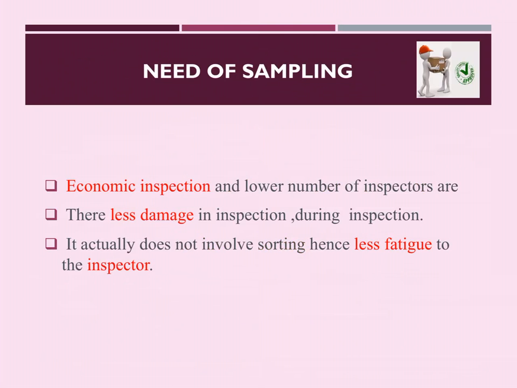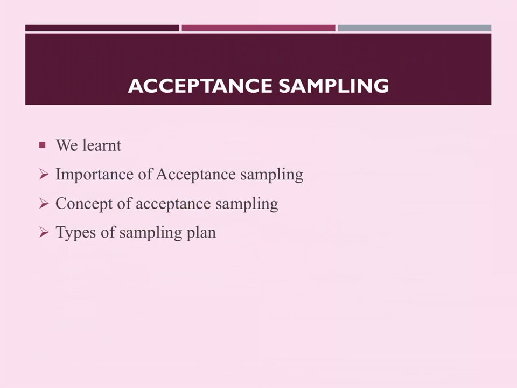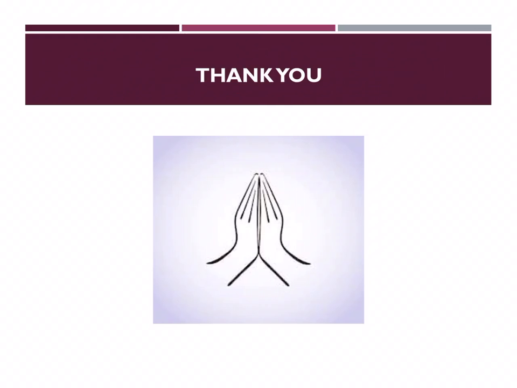Next, there is less damage during the inspection. And the next one is that it involves less fatigue to the inspector. From this we can learn the importance of acceptance sampling, the concept of acceptance sampling and the types of acceptance sampling. Thank you.